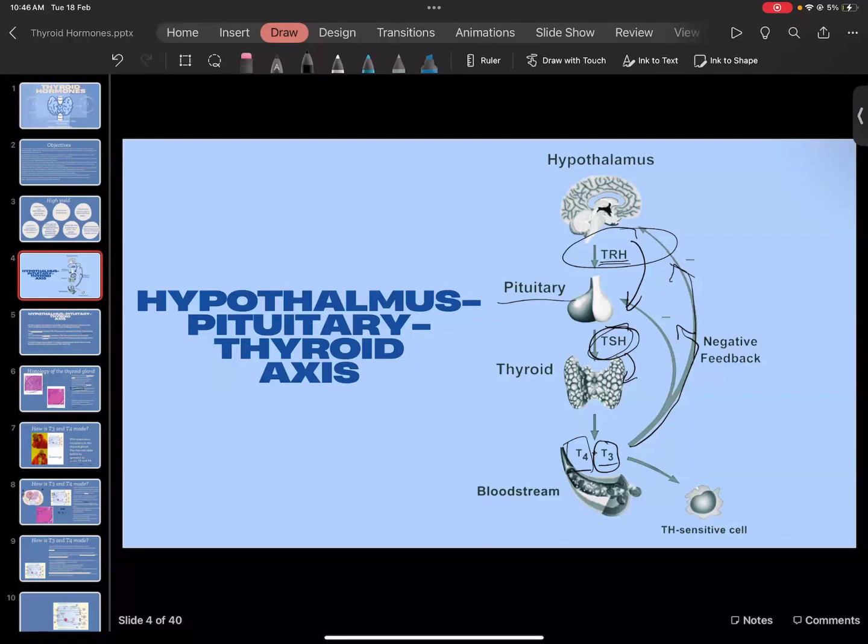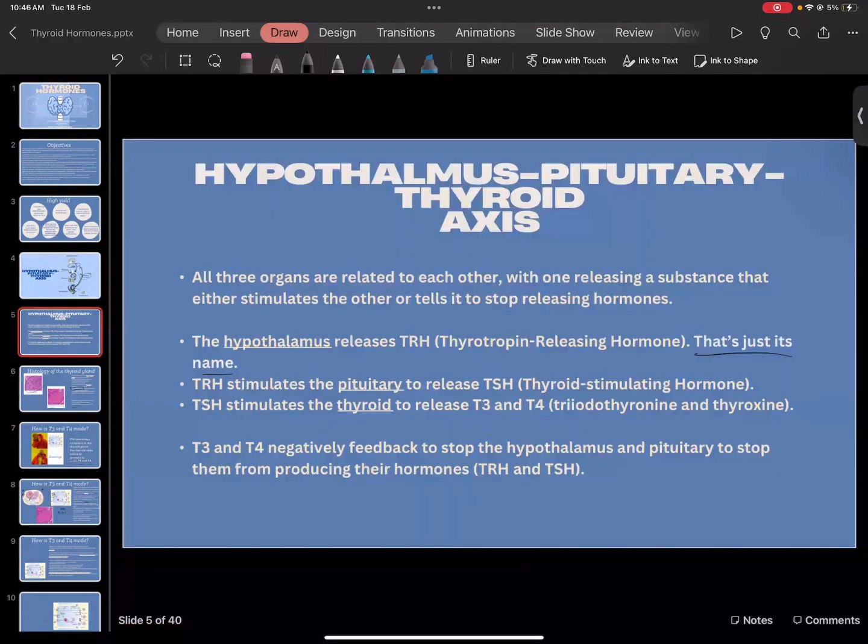What I want you guys to know is that T3 is the more important one here, because it goes back to the hypothalamus and the pituitary, and it negatively feeds back. It tells them to stop making these hormones, enough, basically. Here I put it all into text. I said the hypothalamus releases TRH, thyrotropin releasing hormone, and I said that's just its name because in my time, I'd be like, what does thyrotropin even mean? Guys, it's just its name. Memorize it like that, okay? You can read the rest on your own.